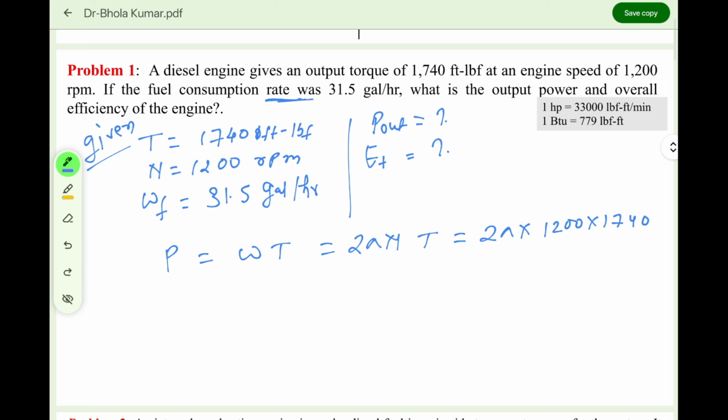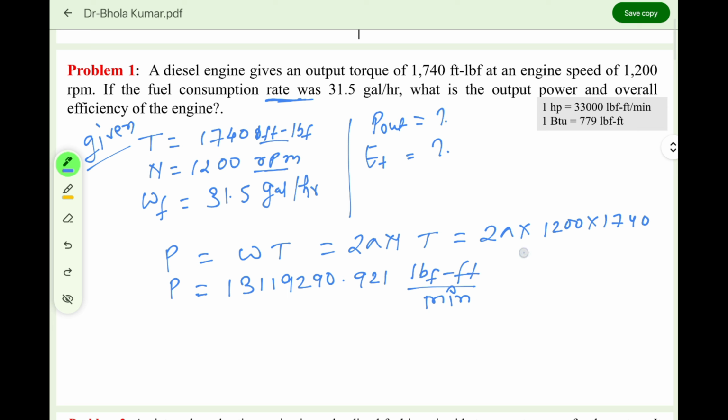1200 multiplied with the 1740. So the power output you are getting is 1311990.92, and since the angular speed was given in radians per second, the unit will be lbf feet per minute. But as I told you, we need to calculate power in terms of horsepower, hp.